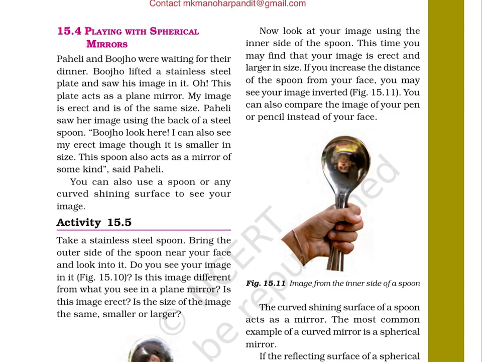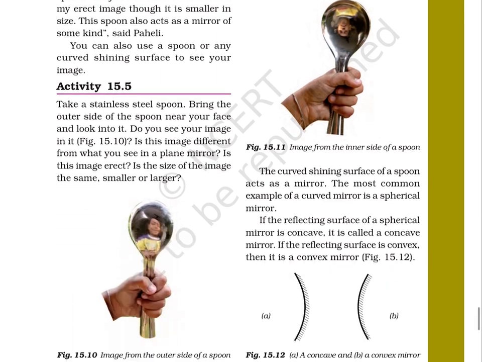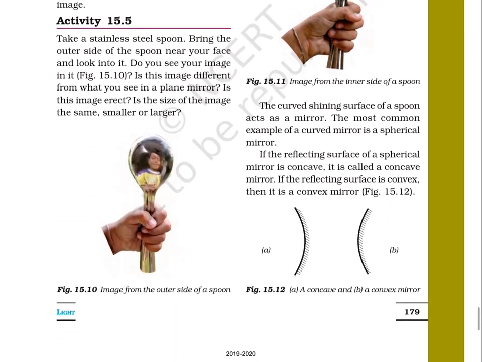Activity 15.5. Take a stainless steel spoon. Bring the outer side of the spoon near your face and look into it. Do you observe your image in it? You can observe this in figure 15.10. Is this image different from what you see in a plane mirror? Is this image erect? Is this image of the same size, smaller or larger?